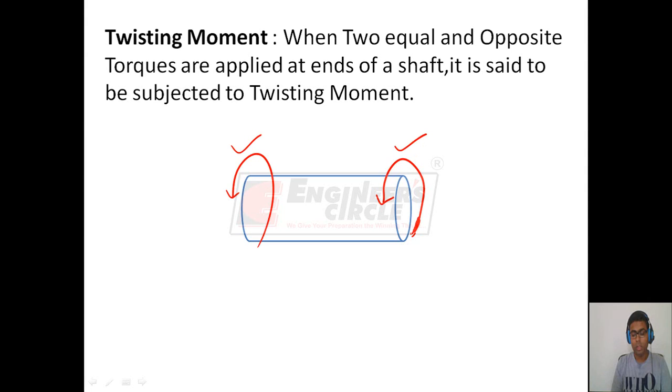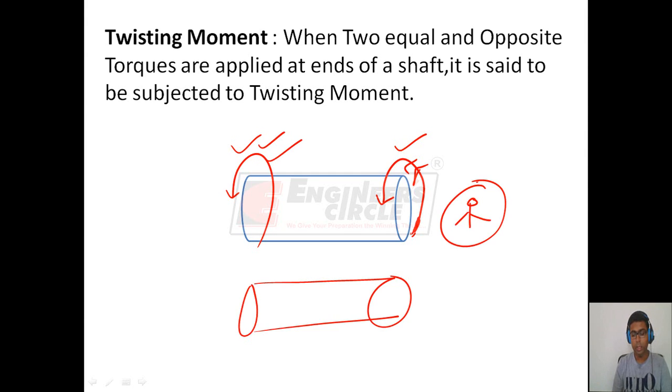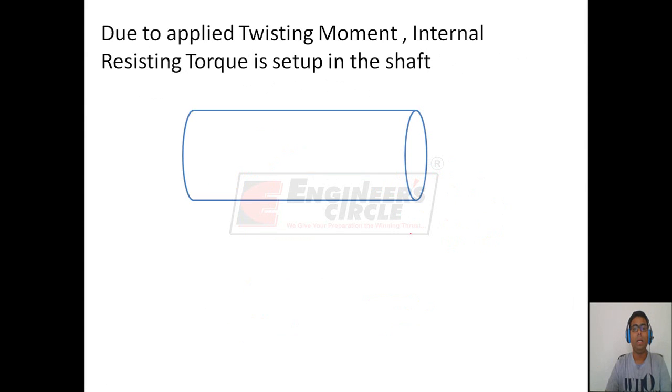For example, if you consider this torque, then this torque is acting in the anti-clockwise direction as observed by the person standing here, and this torque is acting in the clockwise direction as observed by the person standing here. So we can say that the direction of this torque is in this direction and the direction of this torque is in this direction. Due to the applied twisting moment, internal resisting torque is set up in the shaft.